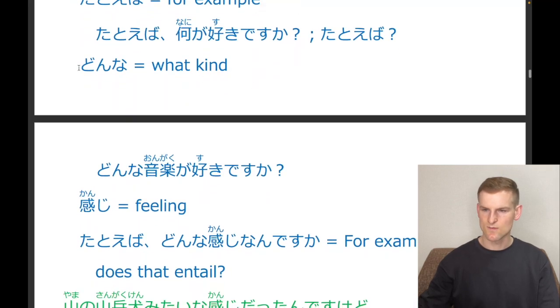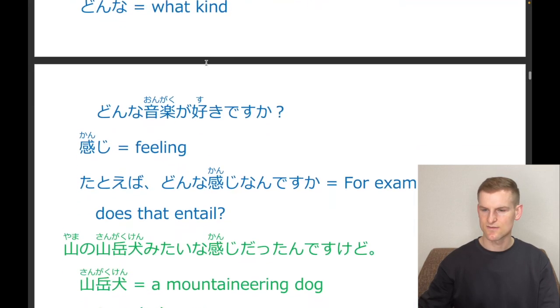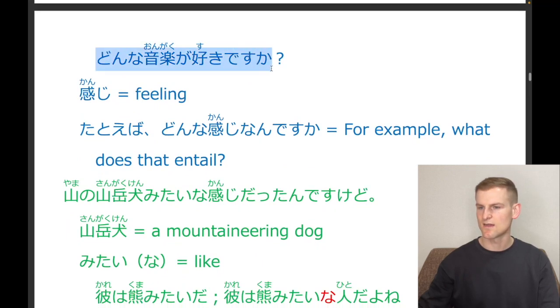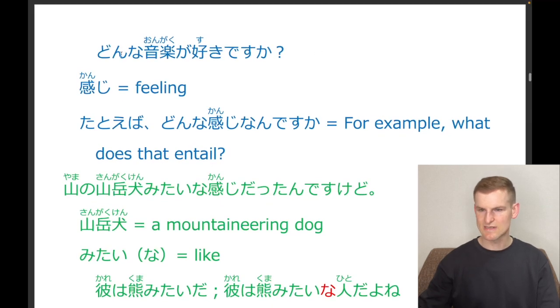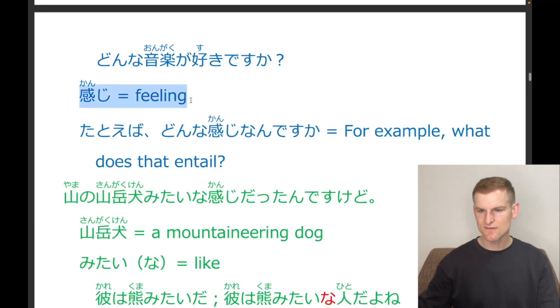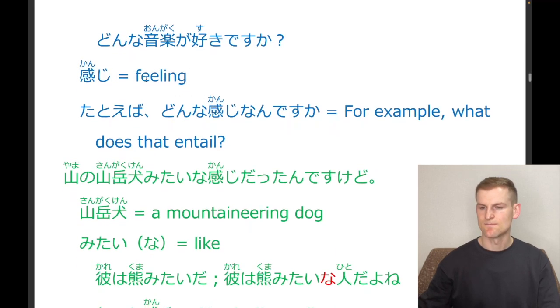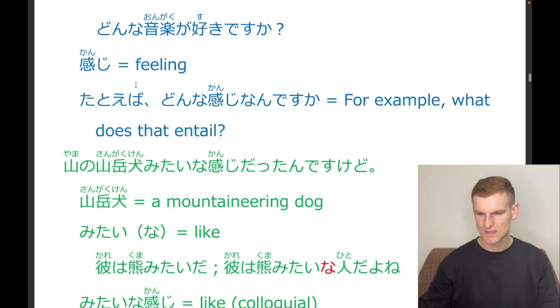Then we have どんな. Okay, what kind? So for example, どんな音楽が好きですか? What kind of music do you like? You can just attach どんな directly to a noun. Okay, 感じ, feeling. This is used all the time in Japanese, and it has a lot of different meanings. It's probably best to just pick up on its sense from context, and you'll see it a lot in this conversation, so I think you'll be able to pick it up throughout this video.